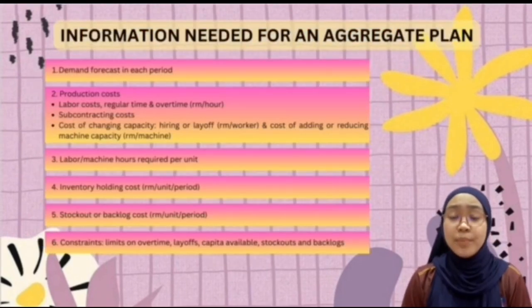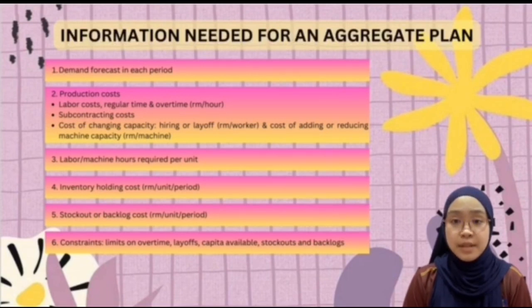This is the information needed for an aggregate plan, which is demand forecast in each period, production costs such as labor costs, their salary, subcontracting costs, cost of changing capacity such as hiring costs and cost of adding or reducing machine capacity, inventory holding costs, and stock out or backlog costs.